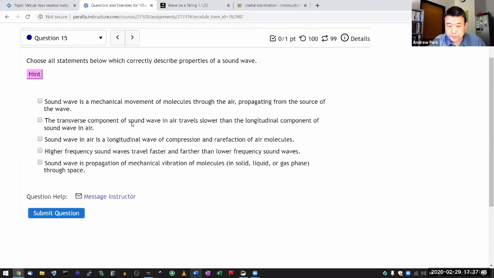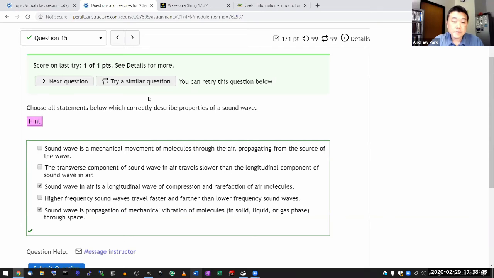Okay, the transverse component of sound wave in air travels in air. There's no transverse component because the sound wave in air and actually liquid is a compression wave. So there's a push and pull, but there's no transverse component. I'm not going to select that. Sound wave is a longitudinal wave of compression and rarefaction of air molecules. Higher frequency sound waves, no. Now, as a kind of higher order correction, there's a slight dependence on frequency, but as a first approximation, the wave speed does not depend on frequency, or it depends very weakly on frequency. Sound wave is propagation of mechanical vibration of molecules through space. So that's what we mean when we say wave propagation. So that should be right.